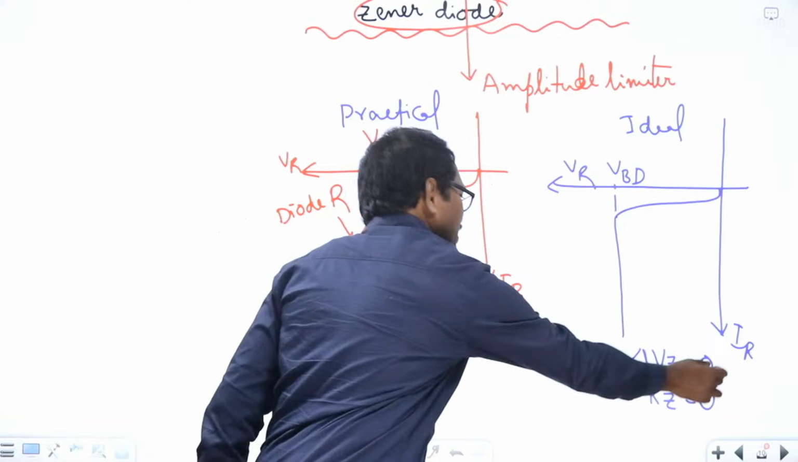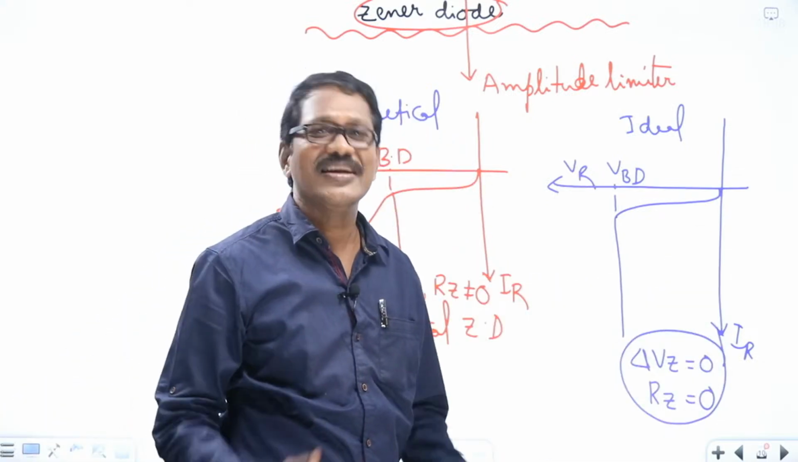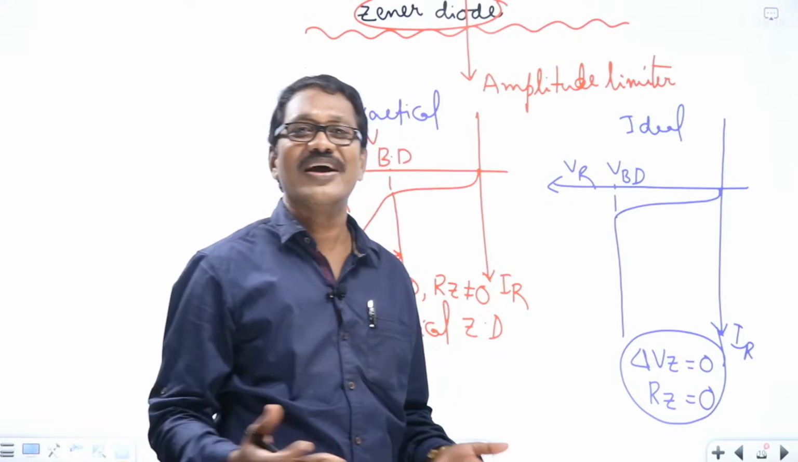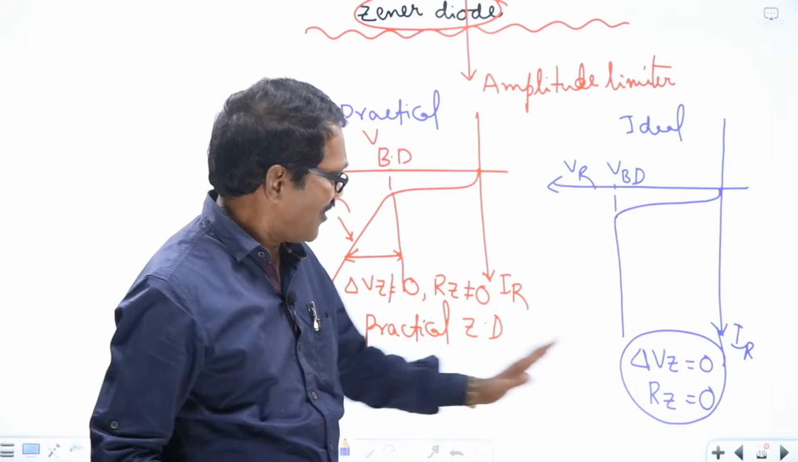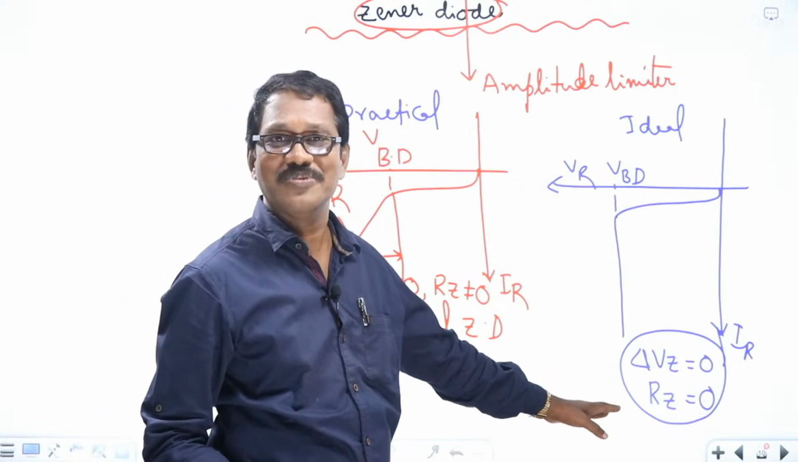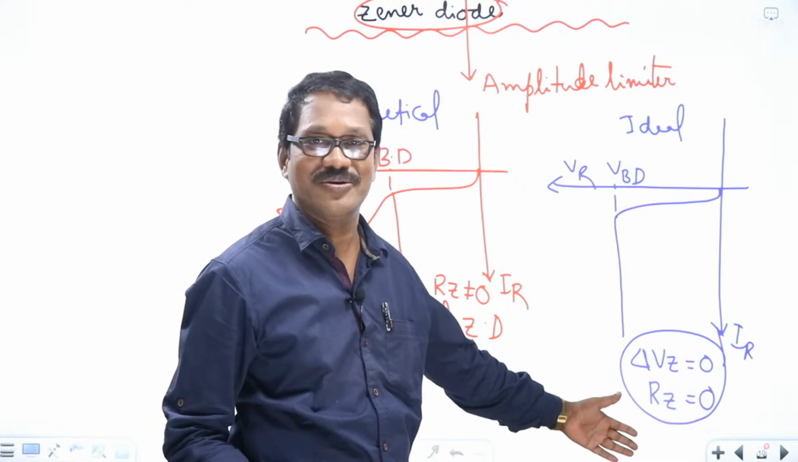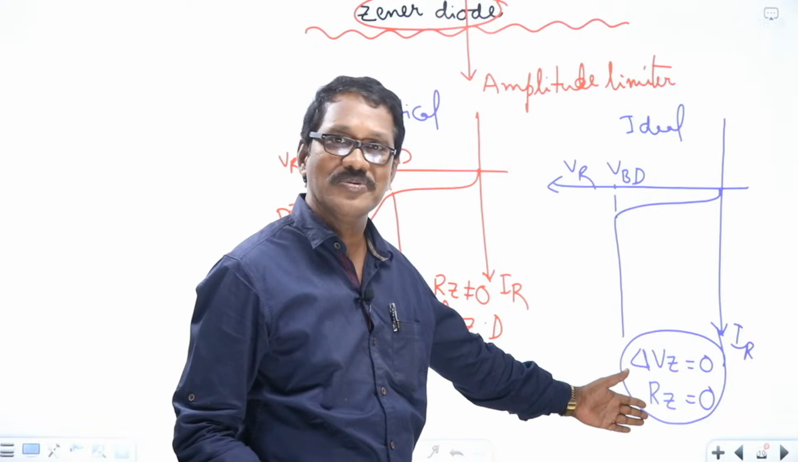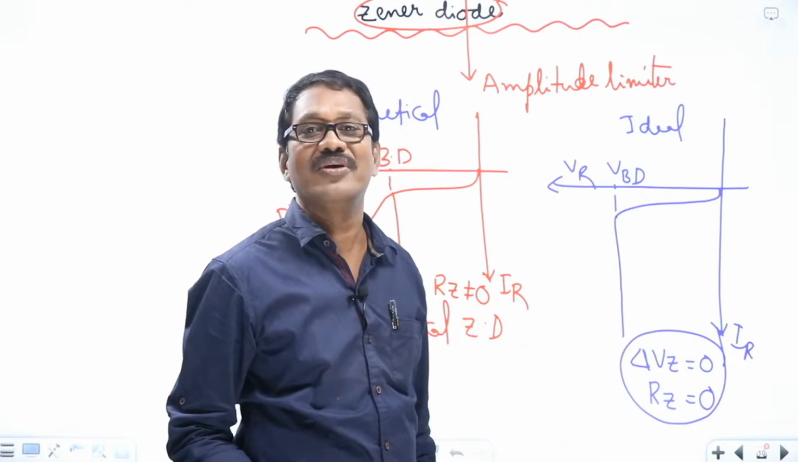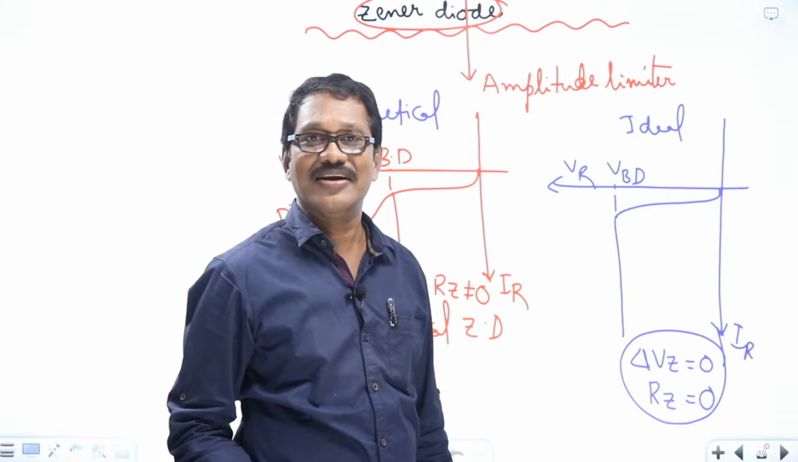These are very important for engineering competitive examinations as well as interviews. So what are the physical characteristics of an ideal Zener diode? The straightforward answer is that the change in Zener voltage is assumed to be 0, and the Zener dynamic resistance is assumed to be 0. If it is assumed to be 0, then the abrupt increment in current can be found through the Zener diode. Have you understood this, right?